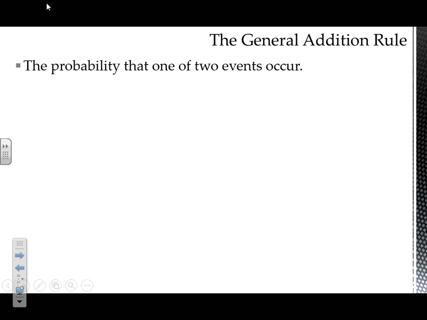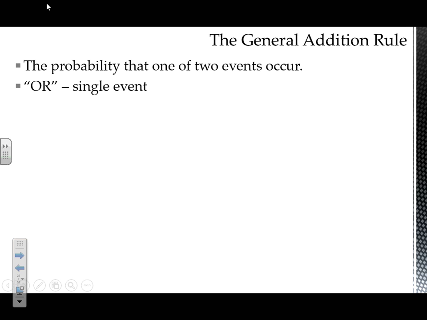Okay. So let's talk about the general addition rule then. The general addition rule is used when we want the probability that one of two events occur. So basically, what's the probability that either event A or event B? The key word you'd be looking for in the problem, if they use the word or to describe the two events, is that you are going to be using this addition rule to calculate your overall probability. What's the probability that this or this happens?